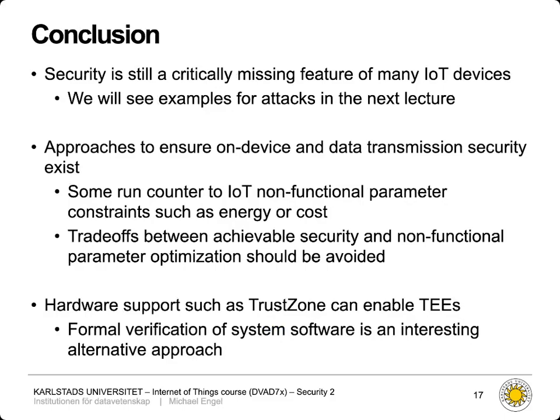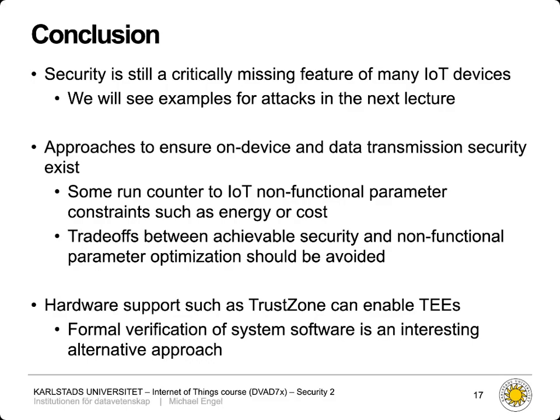So let's conclude today's lecture. Security is still a critical missing feature of many IoT devices, and we'll show a number of examples for attacks in the upcoming lecture, our final lecture on security in the IoT. There are a number of approaches to ensure on-device and data transmission security, but we've seen that using traditional approaches that are supported on the internet or on the cloud may run counter to the non-functional requirements or constraints of IoT devices, such as energy, memory, processing power, or also cost, of course.